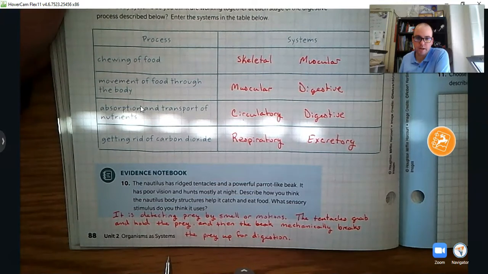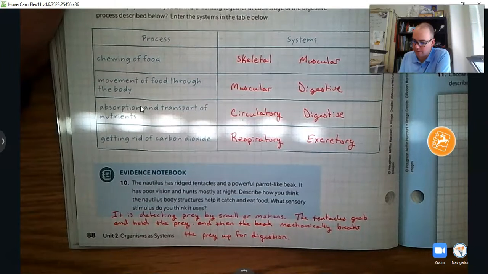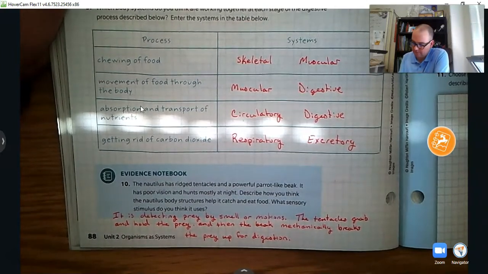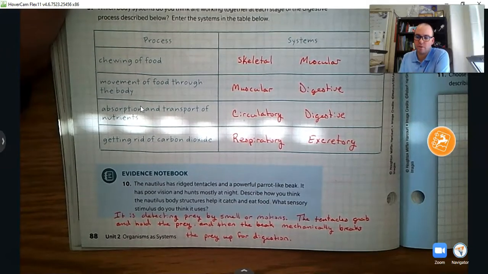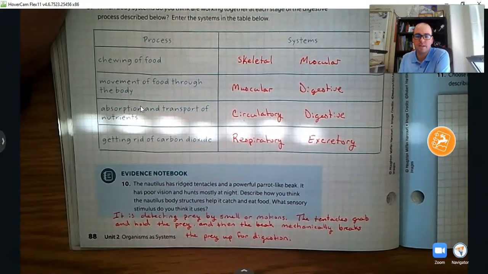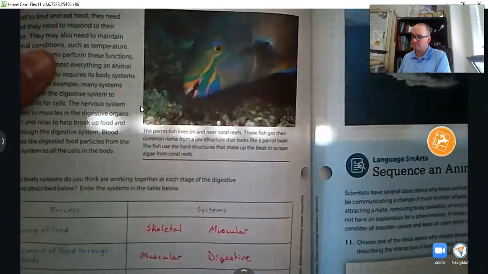So the tentacles grab hold of the prey, and then the beak mechanically breaks up the prey for digestion. It eats it. Okay? So those ridged tentacles and the parrot-like beak help it to survive. So those are structures that kind of work together to actually help it survive.